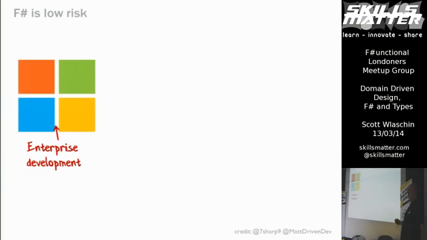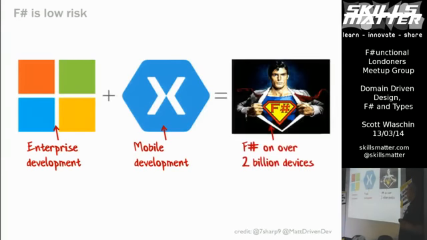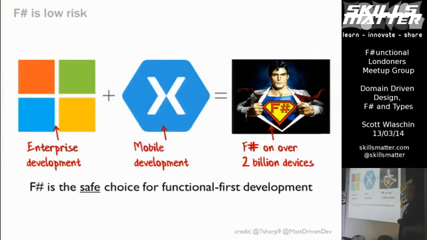So for any people who need to persuade their manager, F# is really a good thing to do. If you're sold, how do I tell my manager that we should be using F#? Well, first of all, F# is great for enterprise development because it's supported by Microsoft. So if you're a big company and you're doing enterprise development, Microsoft's got you covered. If you're doing mobile development, Xamarin's got you covered. And between the two of them, you've got F# basically everywhere. So it's a very low risk thing. Plus you've got F# on Linux as well. So F# is a safe choice. It's not an unsafe choice.